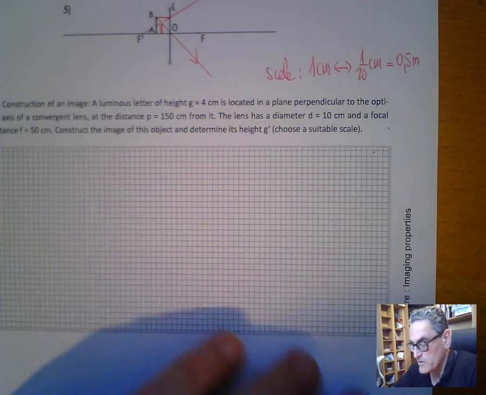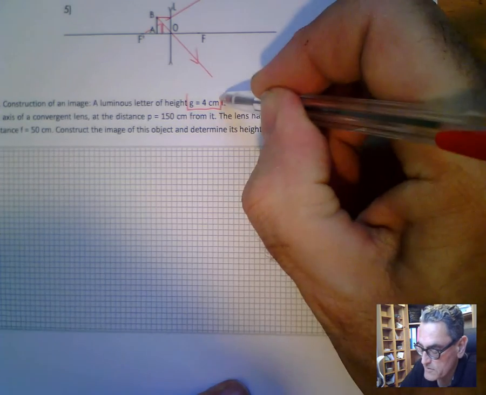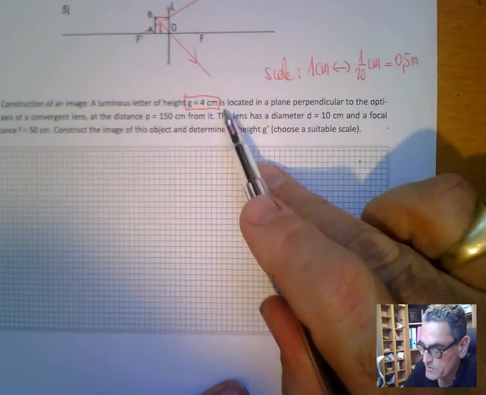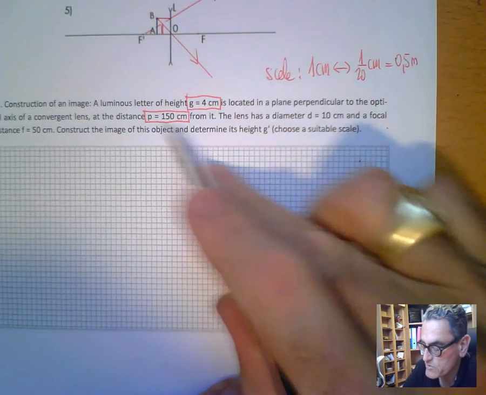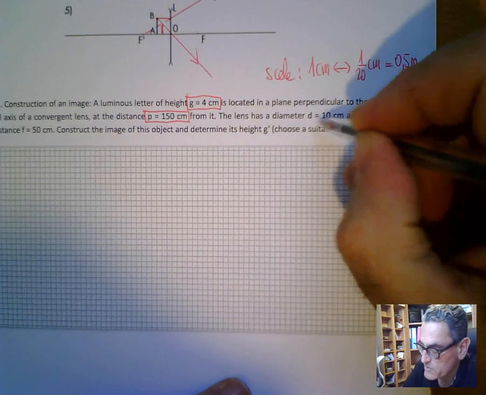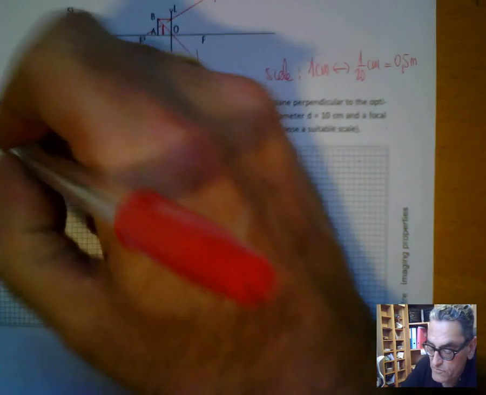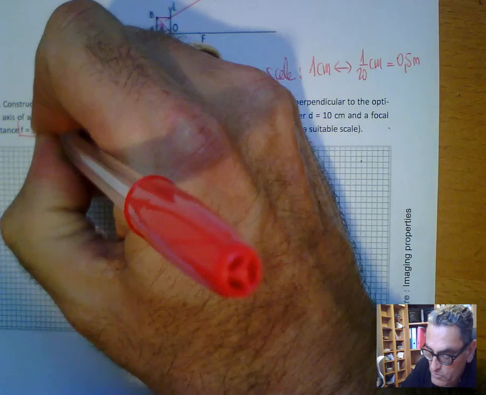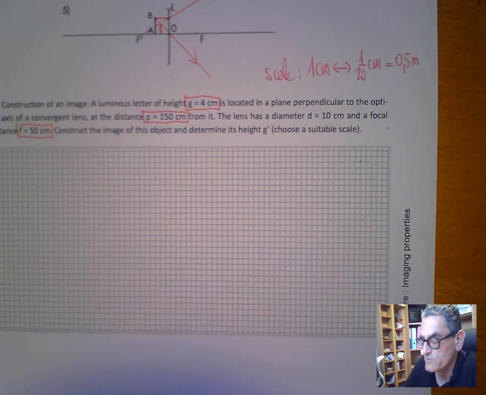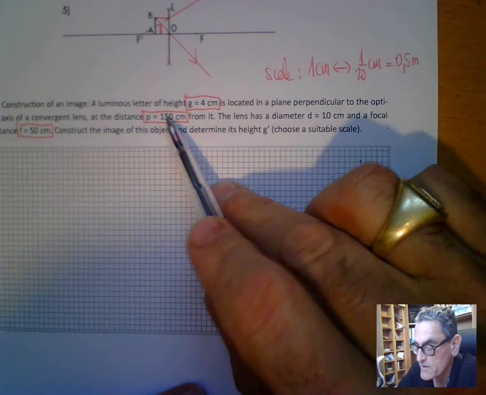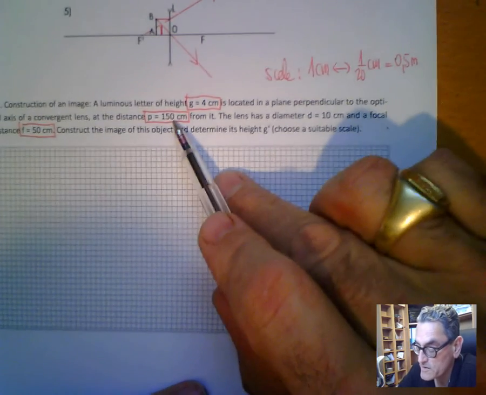Voila. Okay, so in this exercise you have distances which are a bit complicated. You have 4 centimeters, then you have 150 centimeters for the distance P. The lens has a diameter. We don't care much about the diameter of the lens, but it has a focal distance of 50 centimeters. So if we want to fit all this on a page, if we divide by 10, it's going to be 15 centimeters. It's too long, so we divide by 20.